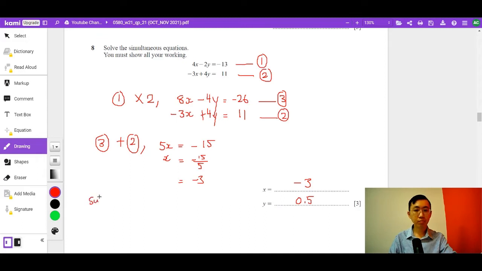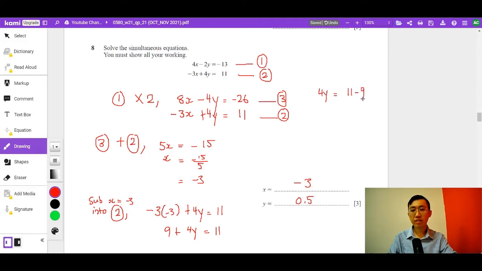So sub x equals minus 3 into, let's select equation 2. Okay, equation 2. So minus 3, now copy back your negative 3 value into here. Negative 3 plus 4y equals to here 11. Okay, so minus 3 times negative 3 will become positive 9, plus 4y is 11. So bring 9 towards the other side. Okay, I need to write here 4y equals 11 minus 9.